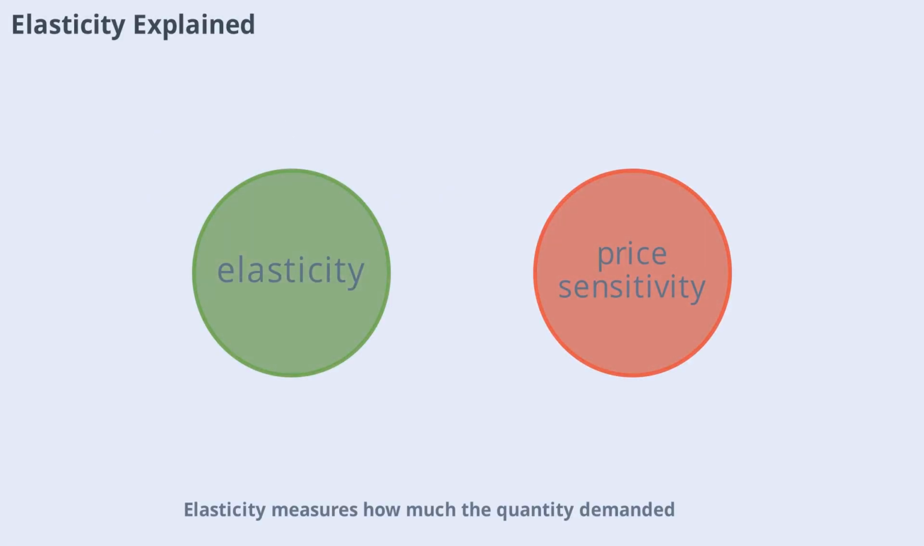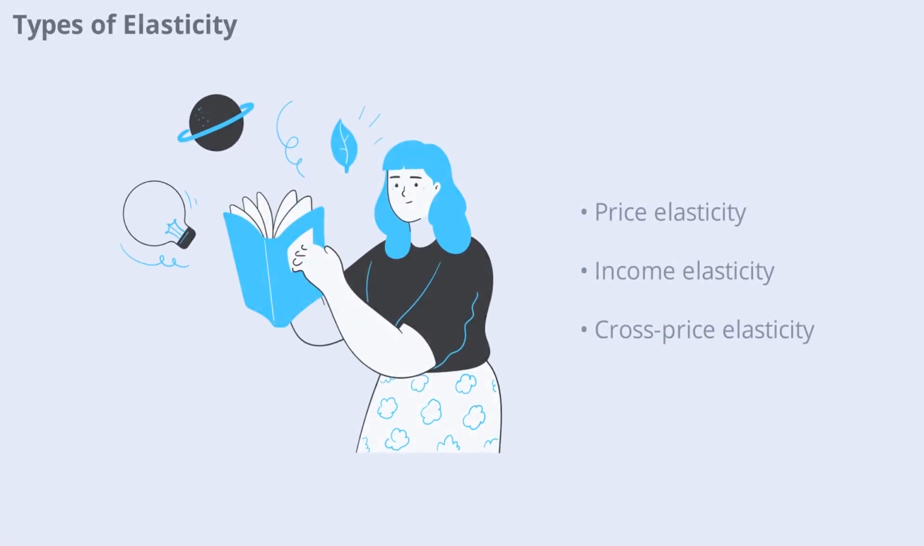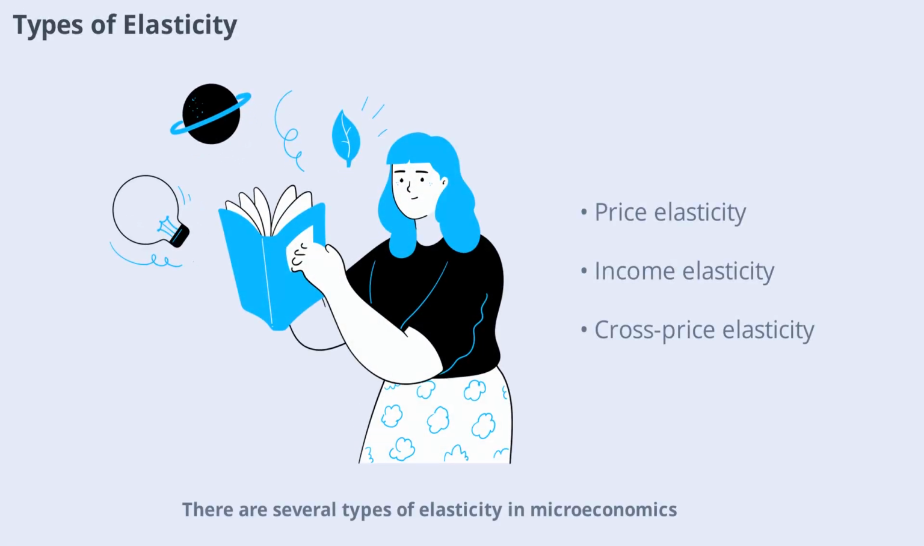Elasticity measures how much the quantity demanded or supplied responds to changes in price. If a small price change leads to a big change in demand, the product is considered elastic. If demand hardly changes, it's inelastic. Elasticity helps businesses and policymakers understand how sensitive consumers and producers are to price changes. This concept is crucial for setting prices, planning production, and predicting the effects of taxes or subsidies. There are several types of elasticity in microeconomics. Price elasticity of demand measures how much demand changes with price.